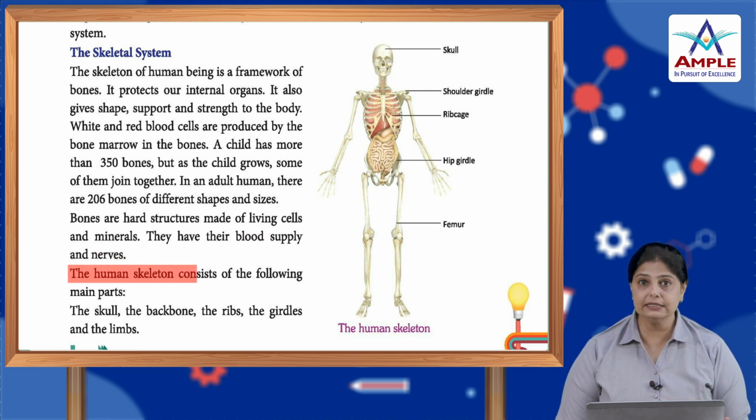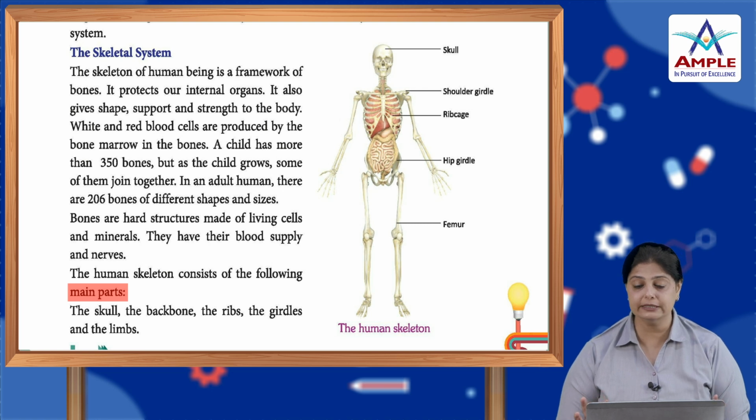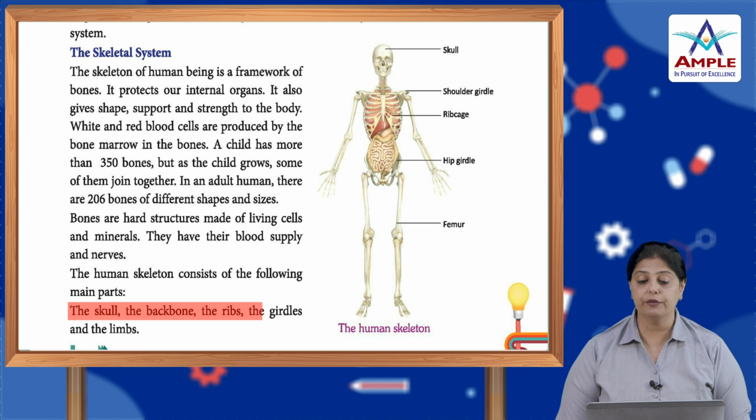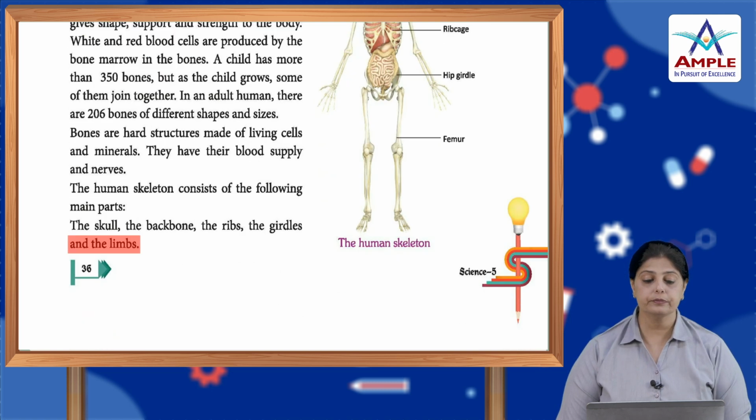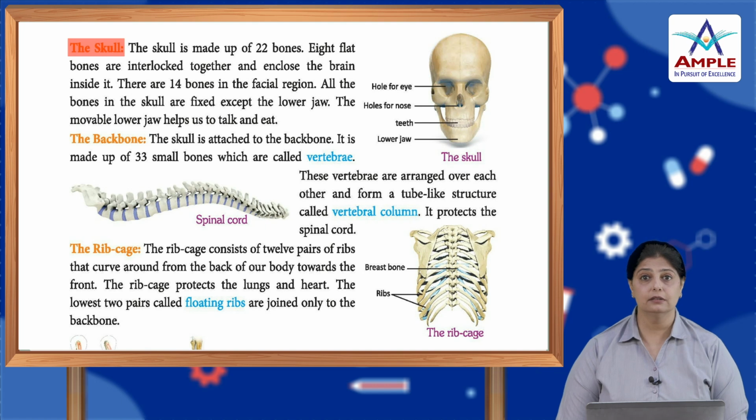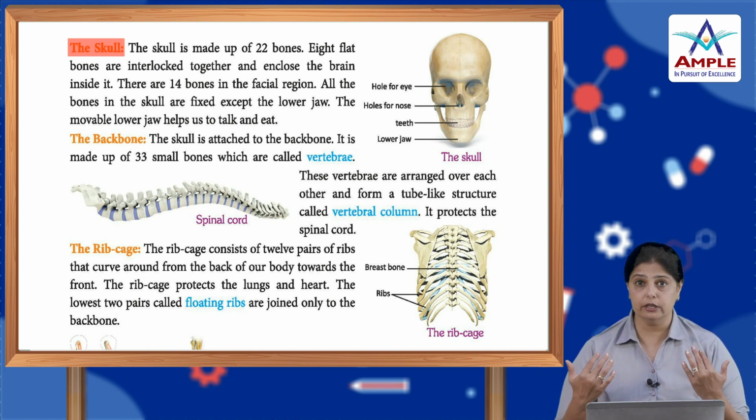Now the human skeleton consists of the following main parts: the skull, the backbone, the ribs, the girdles and the limbs. Let's begin with the skull. Where is the skull located? It is located on the upper body of a human being, that is, in the head.